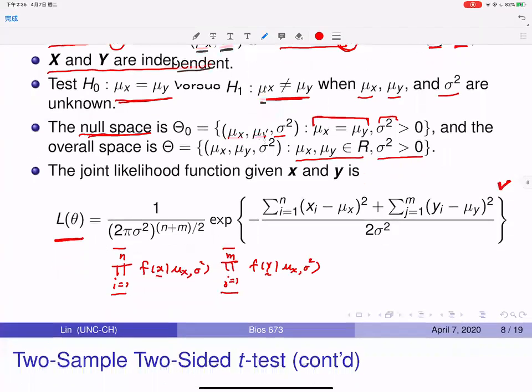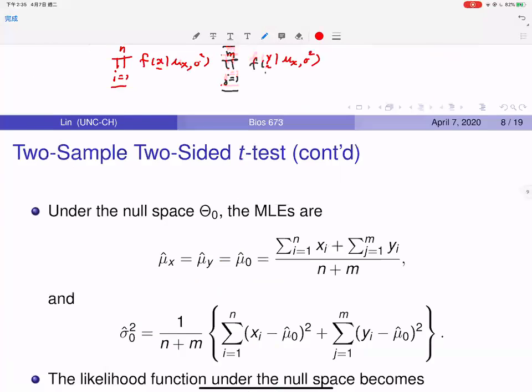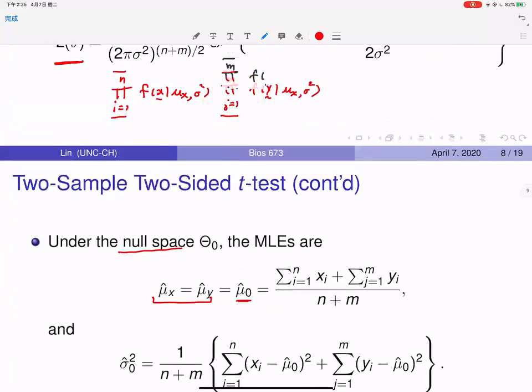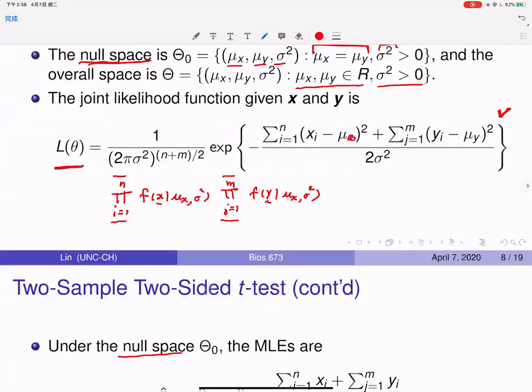When you do the null space, you need to find MLEs. Find MLEs of what? Over what? Over your mu x equal to mu y. That means you only have a mu. That means you plug in mu 0 right here, and mu 0 right here. Then the whole likelihood function becomes only two parameters. One is mu 0. The other one is what? Sigma square. And you're solving for the MLE.